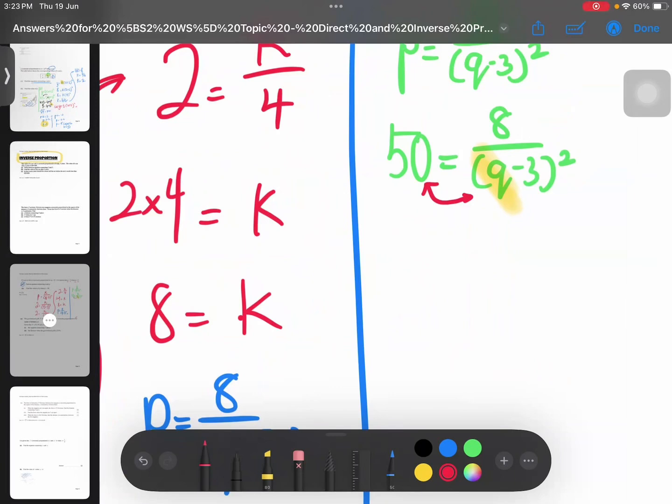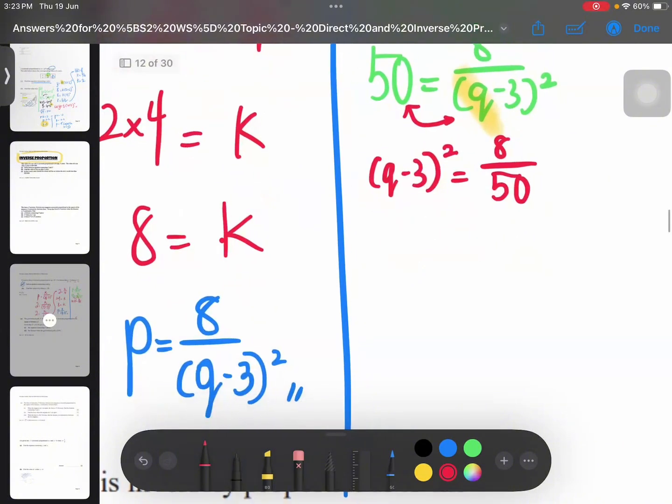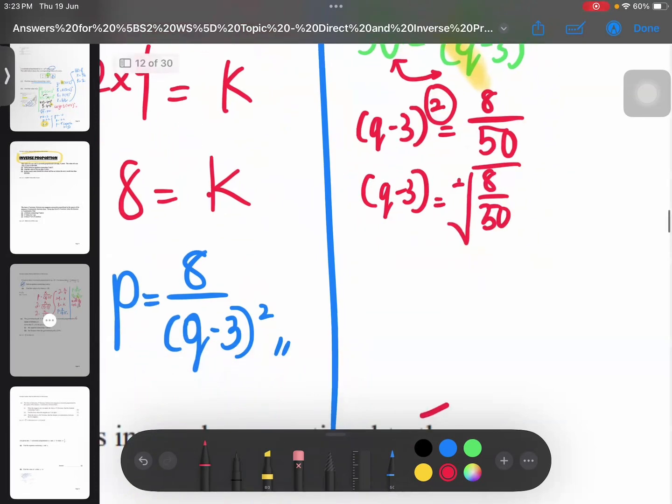Hey, can you swap position so that you can be the subject? And Q minus 3 squared says yes. So Q minus 3 squared goes up, 50 comes down. Am I making sense? All right, then from here itself, in order for you to remove away the square over here, you're going to basically do something called square root. When you square root, there's always a plus and minus.